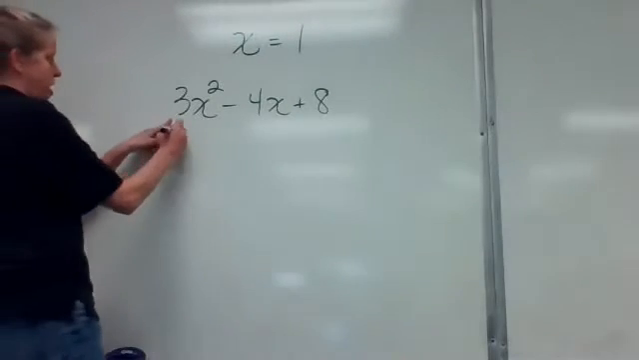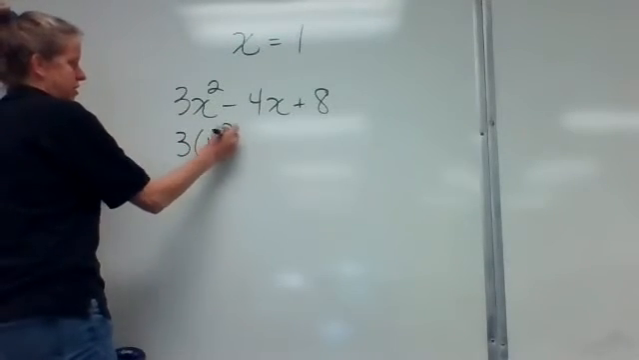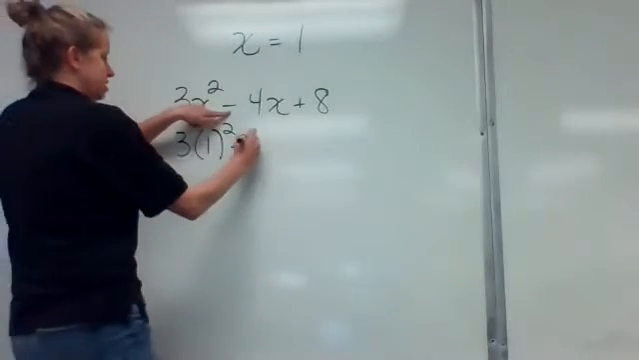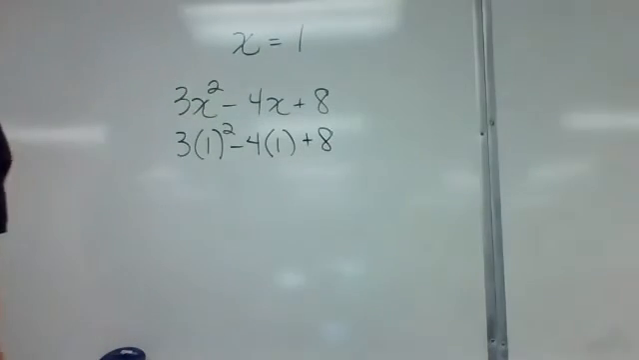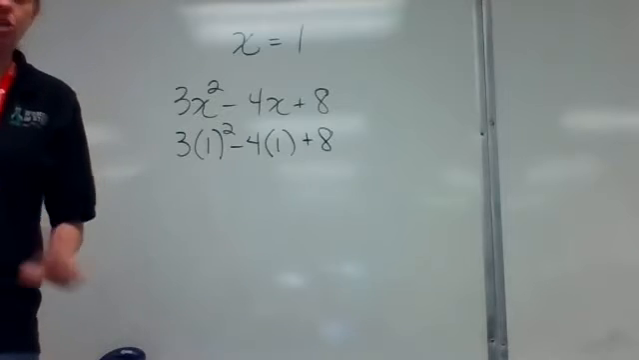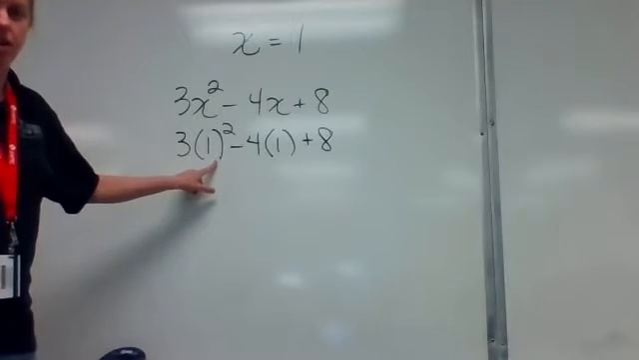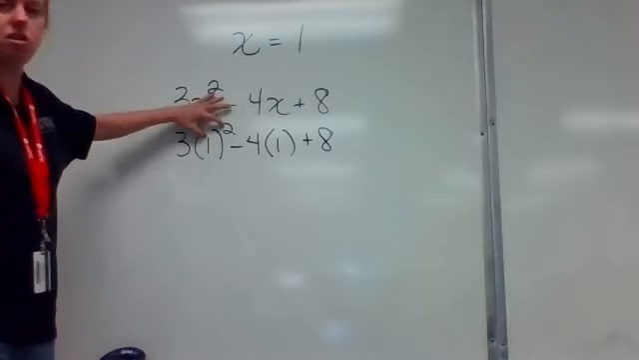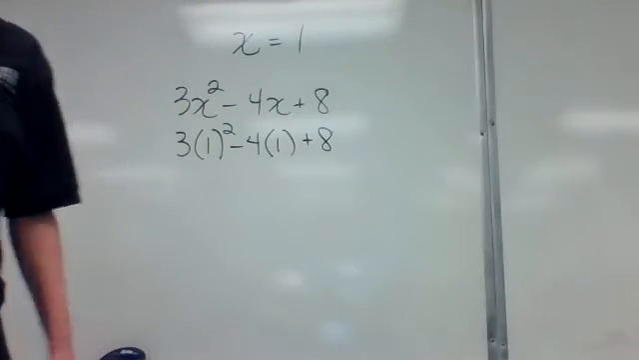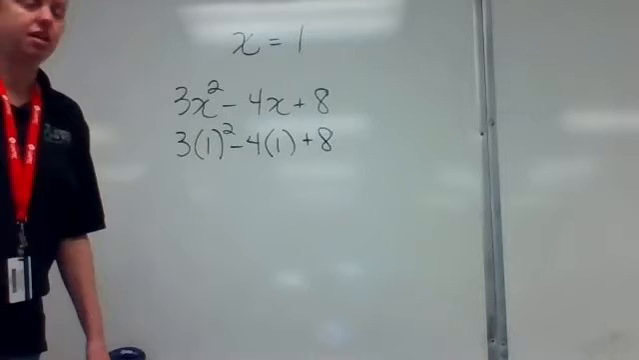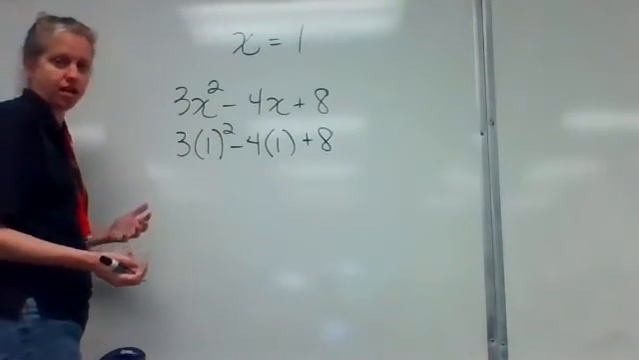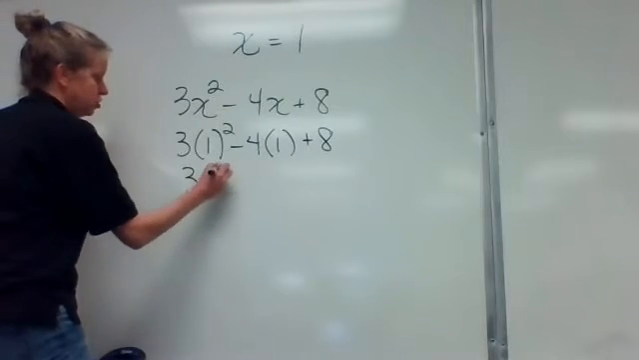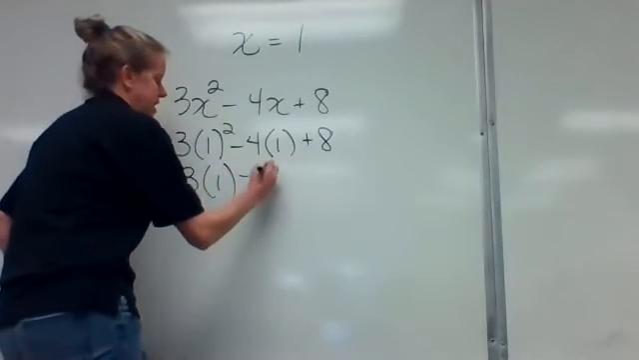So let's do that. I have 3 times 1 squared minus 4. Replace that x with a 1 plus 8. So let's see what we got. Take care of your exponent first. You can't do 3 times 1 here, because in your order of operations, your exponent has to be taken care of before you can do any multiplying. So I need to turn, what is 1 squared? Well, 1 squared means to multiply just 1 times 1. So it's really just 1. So just 3 times 1. I'm just going to bring the rest of this down.